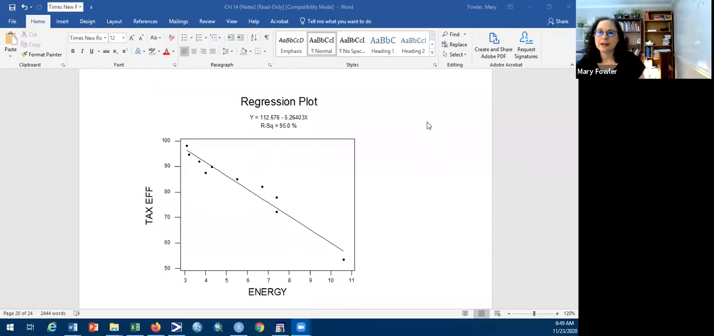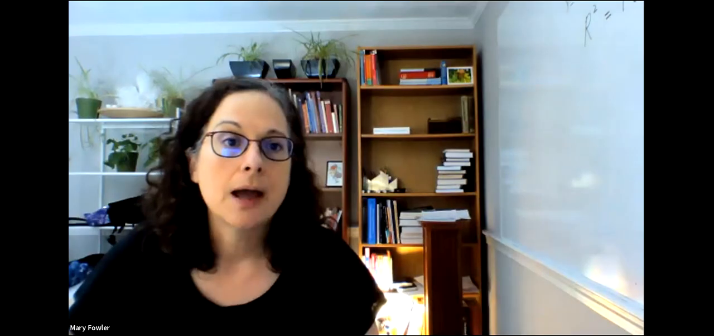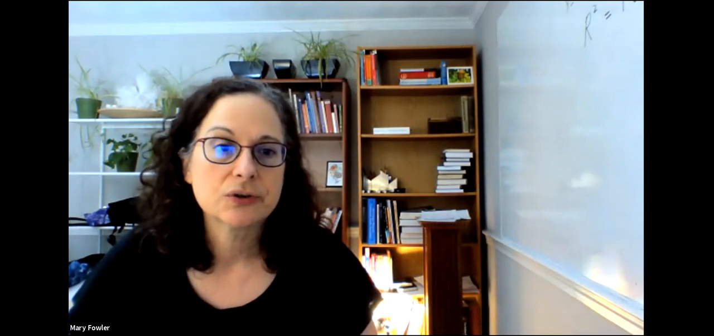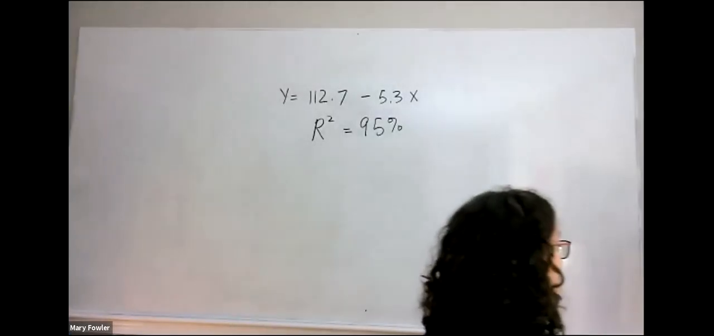Okay, so I'm looking at another one of the graphs here. And this is the energy and tax efficiency graph, and we had the data which has a negative slope. The regression line has a negative slope, and R squared is given as 95%. So we're going to go over to the whiteboard and calculate the linear correlation coefficient.